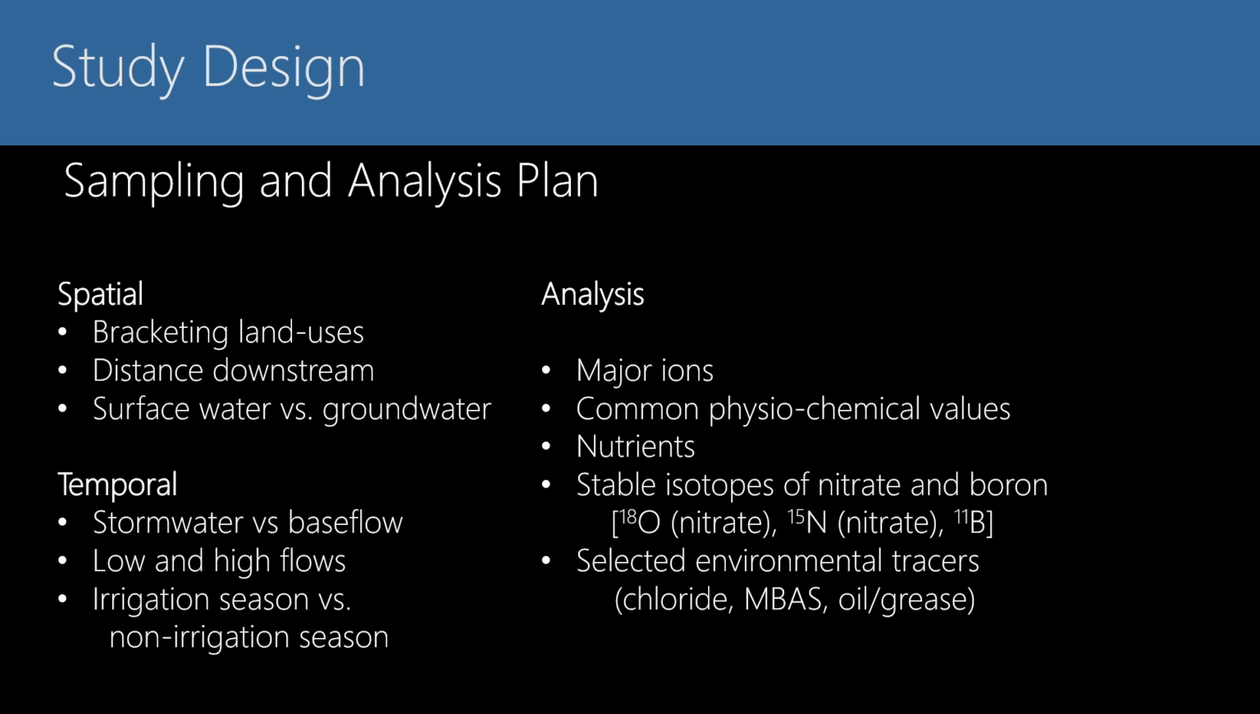We collected and analyzed samples for major ions, common physiochemical values, nutrients, and specific stable isotopes of nitrate and boron, those being O18 of nitrate, N15 of nitrate, and boron 11. We also complemented these analyses with other selected environmental tracers, including chloride, MBAS, oil, and grease.